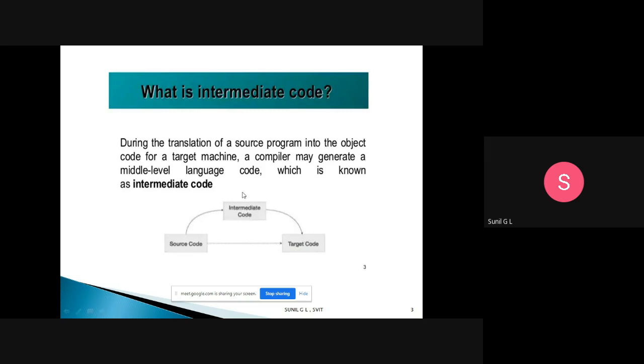So this intermediate code is nothing but an intermediate representation. During the translation, the source program is converted into object code. At that time, it may generate intermediate language code. That one we will call an intermediate code.